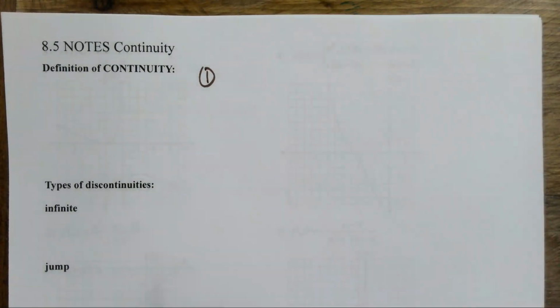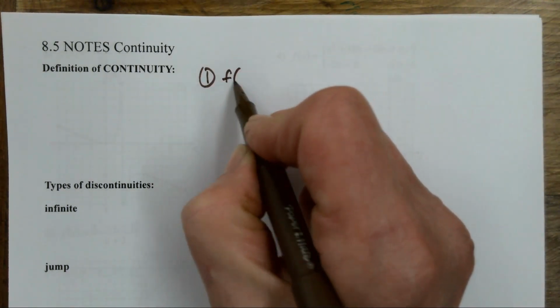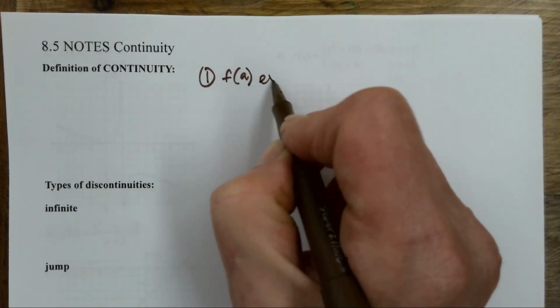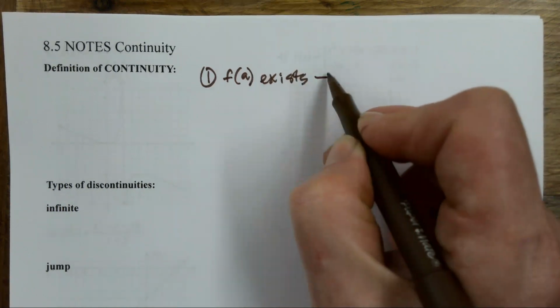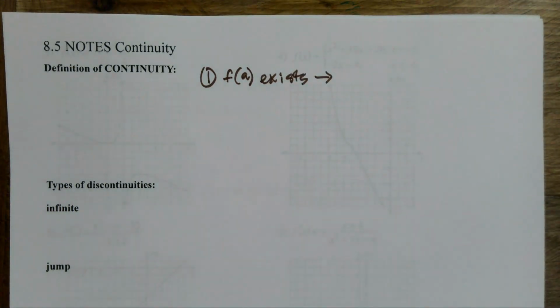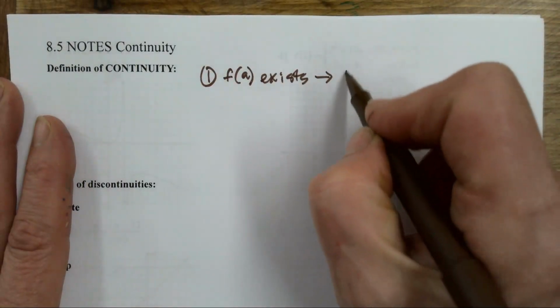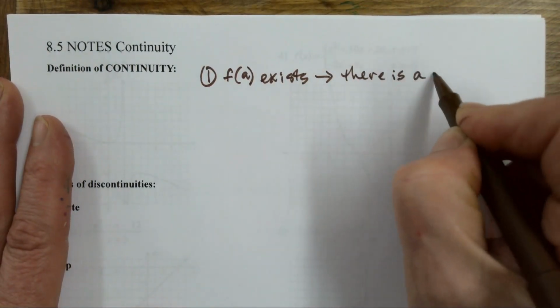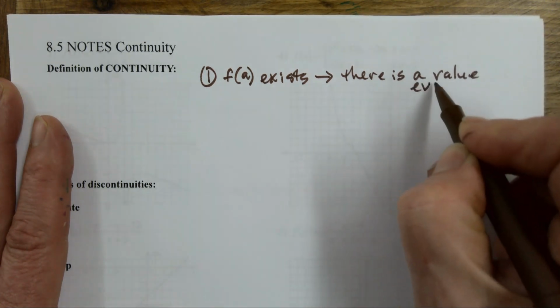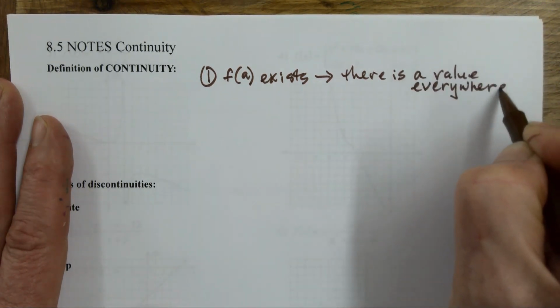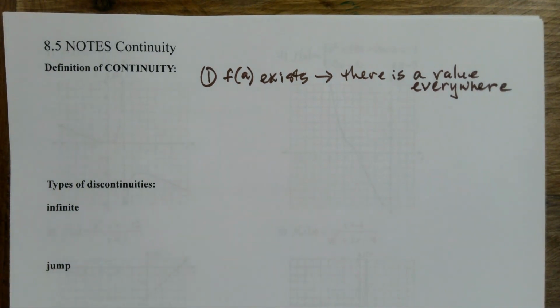Number one, f of a exists. Remember, this is all about language, right? This is my foreign language telling me that there's a value everywhere. Again, that means there is a value for any number that I put in. I never get undefined. I never get a hole that cancels out. There is a value no matter what.